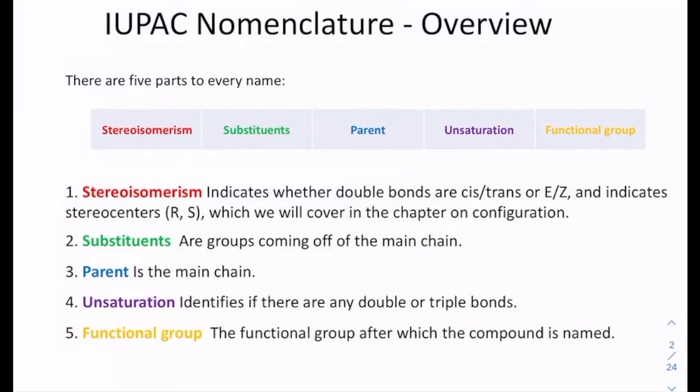The third part is going to be the parent chain, and that is the longest carbon chain, including the important functional groups. Next, we have our degrees of unsaturation. In this case, we talk about alkenes and alkynes, meaning we have double bonds and or triple bonds. And then finally, the suffix at the very end of the name is going to indicate what functional group we have in our molecule. All IUPAC names follow this pattern.